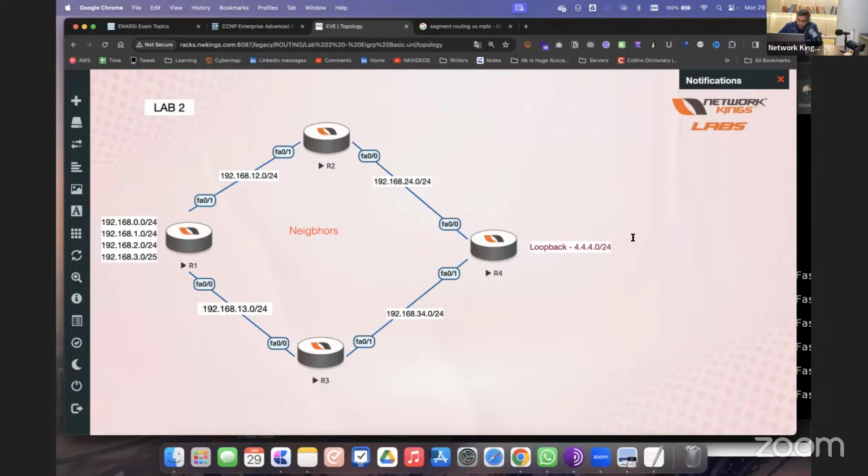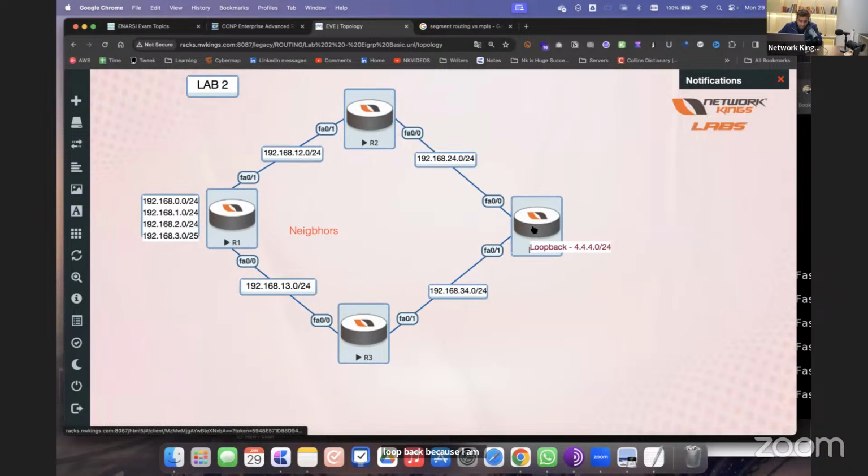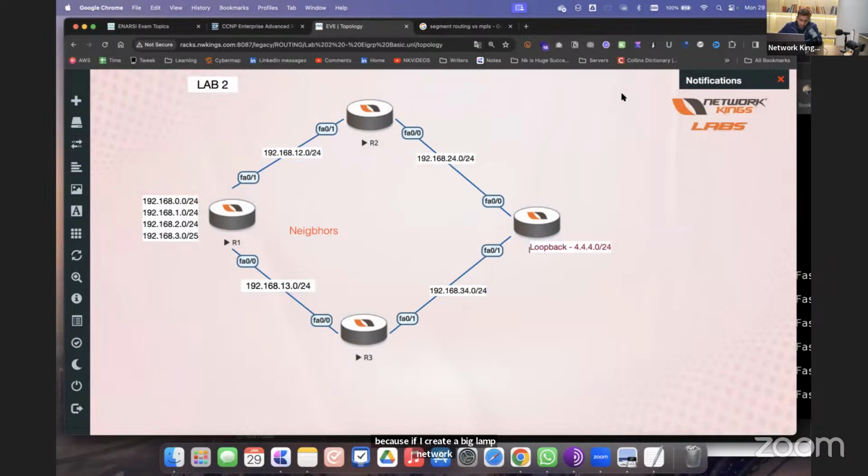Yes, Zahida, if we give no auto-summary, then all your subnets will go as they are. If it is /24, /25, it will go as /25. Okay. If you do not give no auto-summary, /25 will also become /24, which will create a problem. Why are we creating loopbacks? Because I am focused on my topic, that is EIGRP. Because if I create a big LAN network, then VLANs, you will all be confused about EIGRP, right?